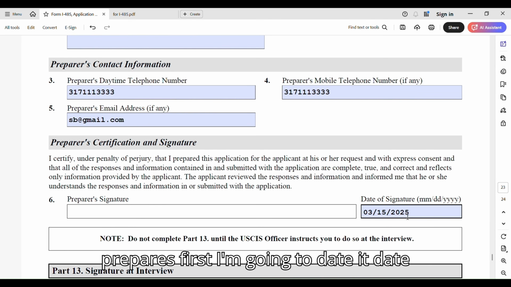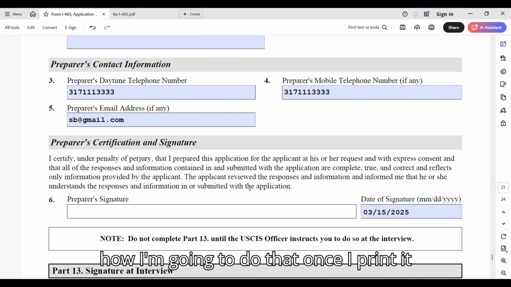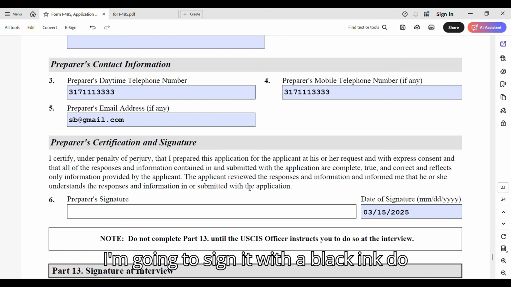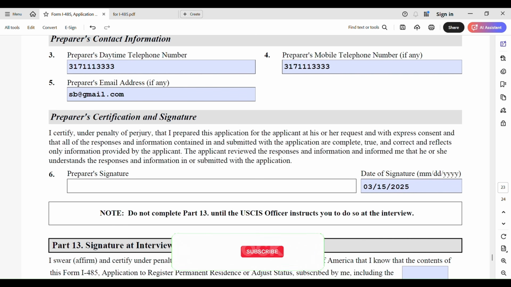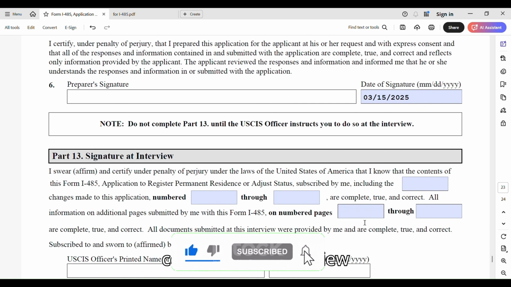So as preparer, first I'm going to date it, date of signature is 3/15/2025, and then I'm going to sign it. How am I going to do that? Once I print it, I'm going to sign it with black ink. Do not initial it or put your full name. It must be signed with black ink. For part 13, do not touch it. It must be completed at the interview.